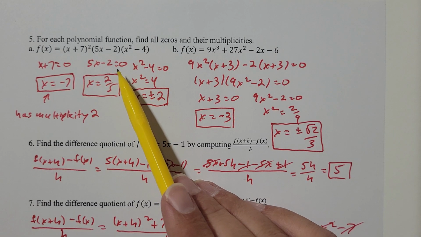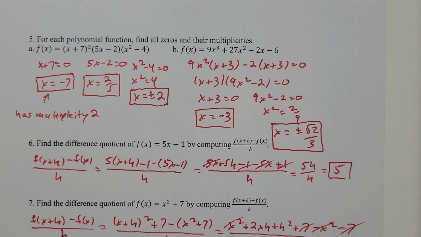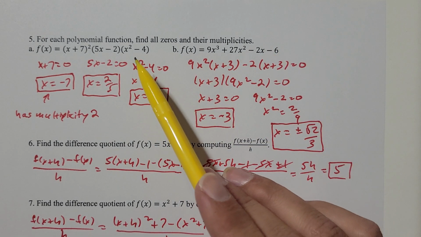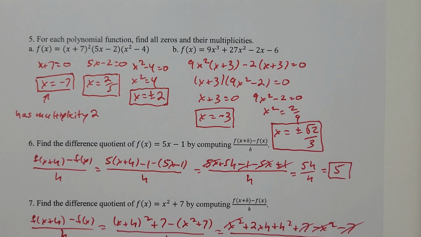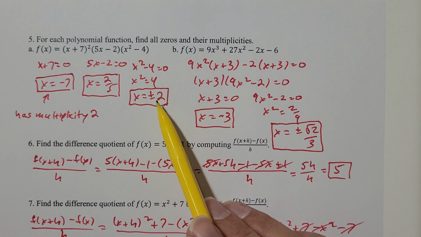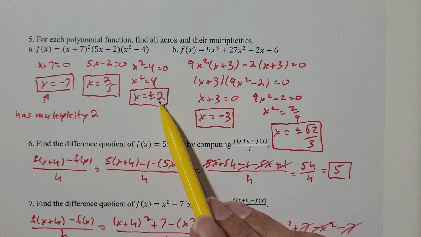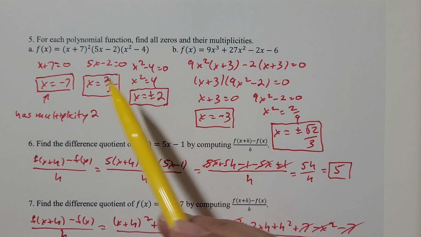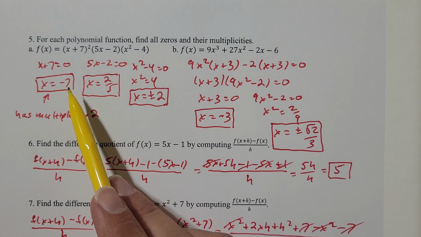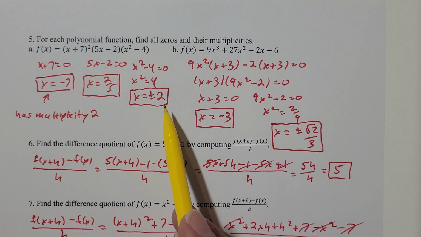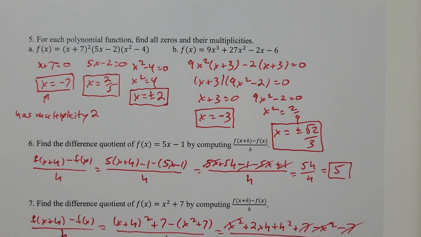5x minus 2 equals 0. When you add 2 and divide by 5, x is 2/5. And then x squared minus 4 equals 0 means that x squared is 4. So when I take the square root of both sides, don't forget about the plus minus there. x would be plus or minus 2. These numbers would be the zeros. It looks like 5 answers. Negative 7 is seen twice, I got negative 7 again, 2/5, 2, and negative 2.